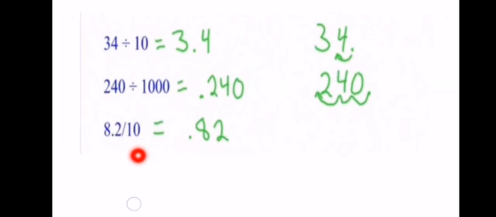Another one. If you have 8.2, divide by 10, and this sign also means division, the same meaning as the division sign. Divide by 10, so move the decimal to the left 1 place, so it will be 0.82.